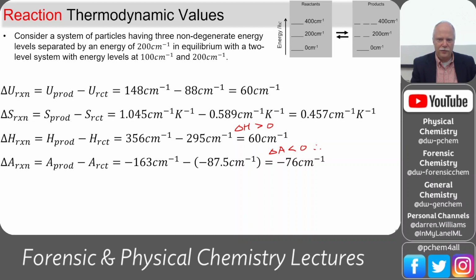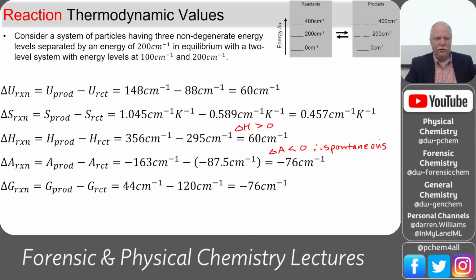Therefore, do y'all know the 3 dots for therefore? Therefore, spontaneous. And then we have delta G, 44 minus 120, also 76 wave numbers. Less than 0, therefore spontaneous.